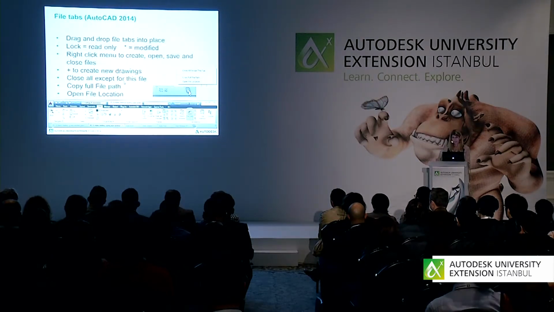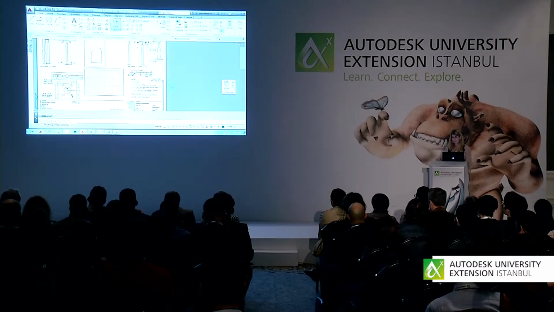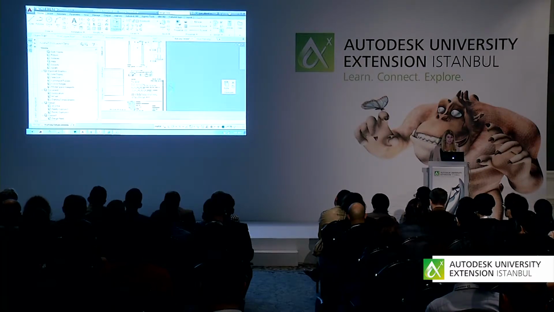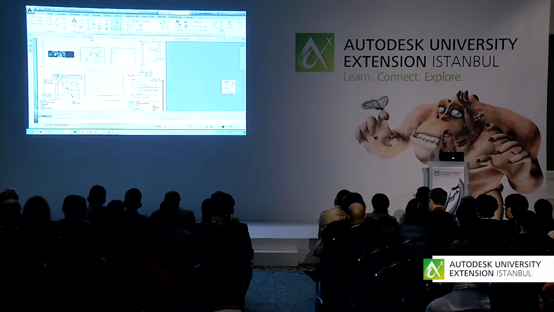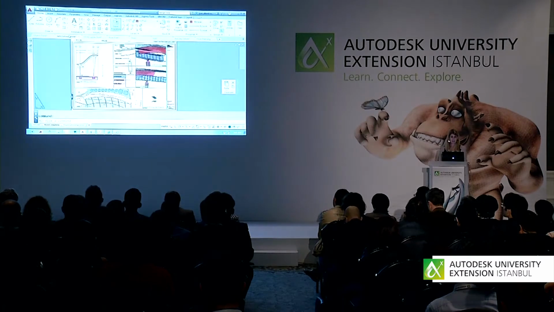All right, let's take a look at file tabs. File tabs were added inside of AutoCAD 2014, which they'd been there a long time before that. So across the top of the screen, I have all of my open files. If you have 2014 or 15, this shows up. If you don't like the order, you can grab these and you can move them around.